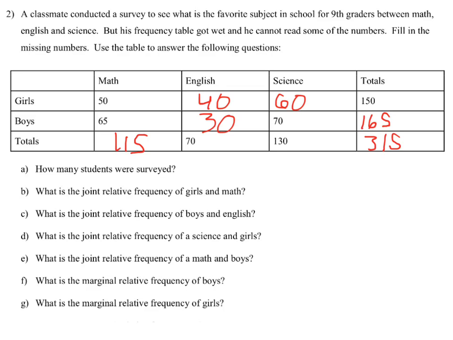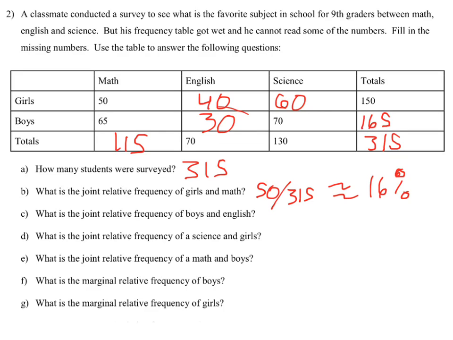How many students were surveyed? Well, that's your grand total. It's just 315. On all these joint relative frequencies, you're taking the number wherever it is and dividing by your grand total. So if you want the joint relative frequency of girls and math, it's 50. You have to divide by your grand total of 315, which is going to give you about 16%. I'm just going to have you round to a whole number there.